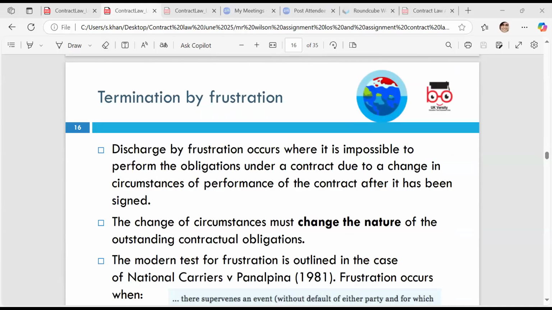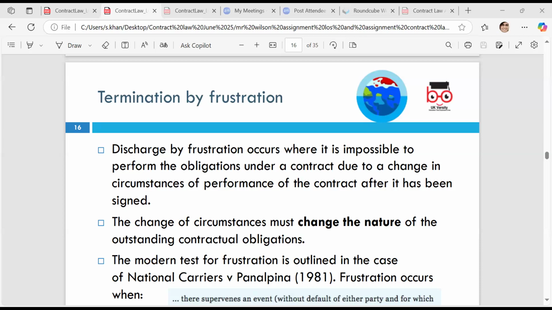Termination by frustration. Discharge by frustration occurs when an unforeseen event makes contractual obligations impossible to perform or radically alters the purpose of the contract, leading to its termination. This happens when the event is not the fault of either party and neither party could reasonably foresee it. So this could apply where there is, for example, destruction of the subject matter.